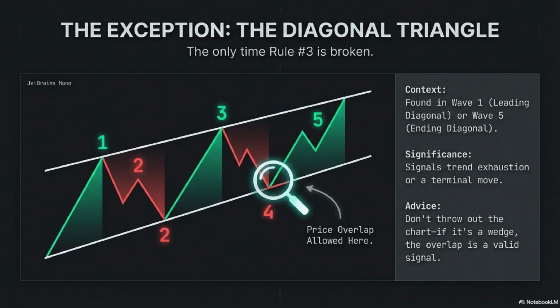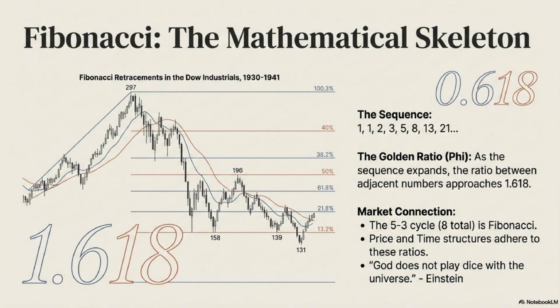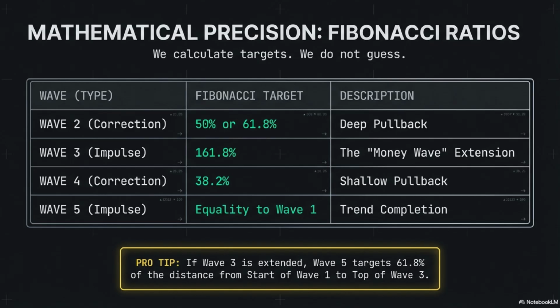Fibonacci and mathematical precision. Elliott Wave is not guesswork. It is mathematically grounded in Fibonacci ratios. Wave 2 commonly retraces 50 to 61.8% of Wave 1. Wave 3 often extends to 161.8%. Wave 4 is usually shallow, around 38.2%. Wave 5 often equals the length of Wave 1. Targets are calculated, not predicted.